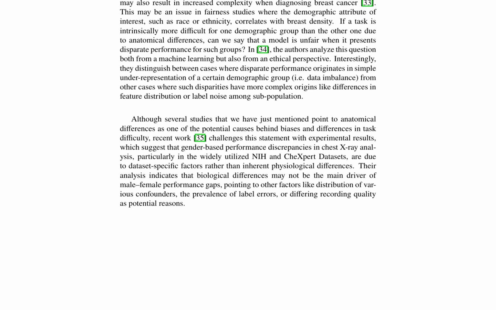Recent work challenges the notion that anatomical differences are the primary cause of biases and differences in task difficulty. Experimental results suggest that gender-based performance discrepancies in chest X-ray analysis, particularly in the NIH and CHE expert datasets, are due to dataset-specific factors rather than inherent physiological differences. The analysis indicates that biological differences may not be the main driver of male-female performance gaps, pointing to other factors like the distribution of various confounders, the prevalence of label errors, or differing recording quality as potential reasons.